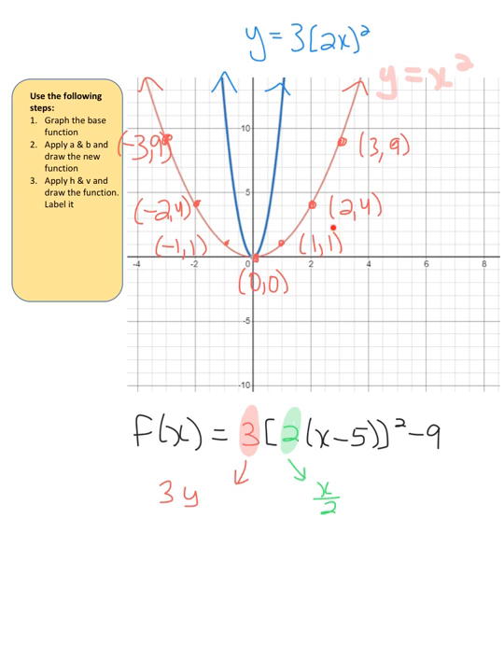So I'm going to use a few points on my base graph and then apply these two transformations. So remember the 3 is my a value, so it affects my y variables by multiplying all my y coordinates by 3. The 2 affects my x coordinates, and what I'm doing is dividing all my x coordinates by 2. So let's apply that to 0, 0.